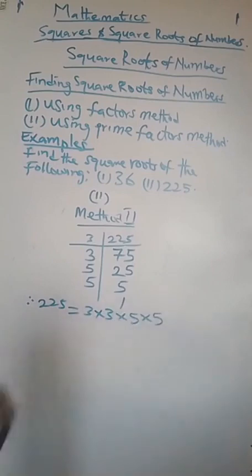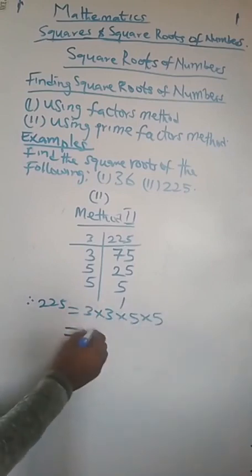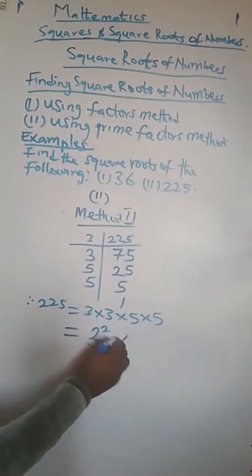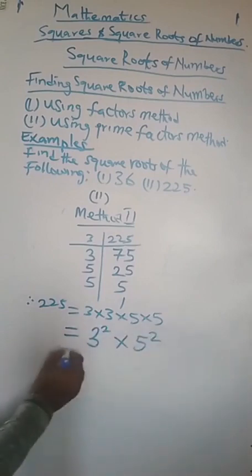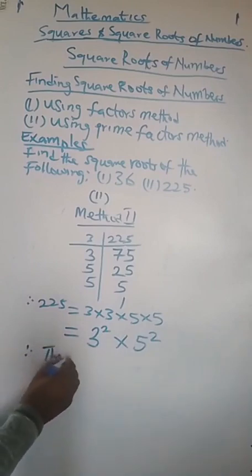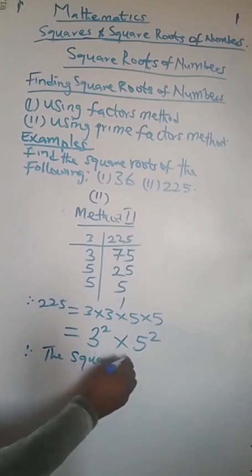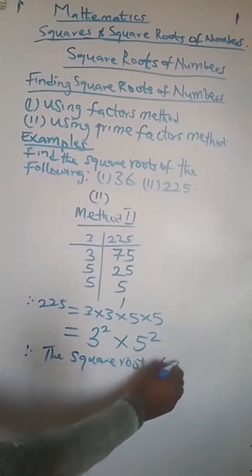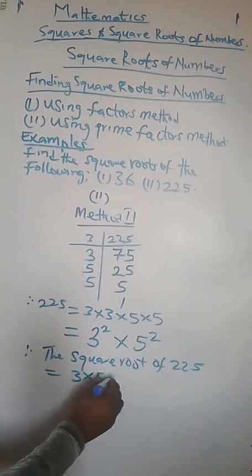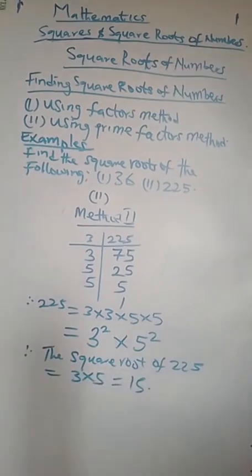Alright? Let's do them in square. That is, in index form. But it must be in square. 3 raised to power 2, 5 raised to power 2. Then we'll pick one out of it. Right? Therefore, the square root of 225 is 3 times 5 equals 15. So far, so good. This is how to find squares and square roots of numbers in mathematics.